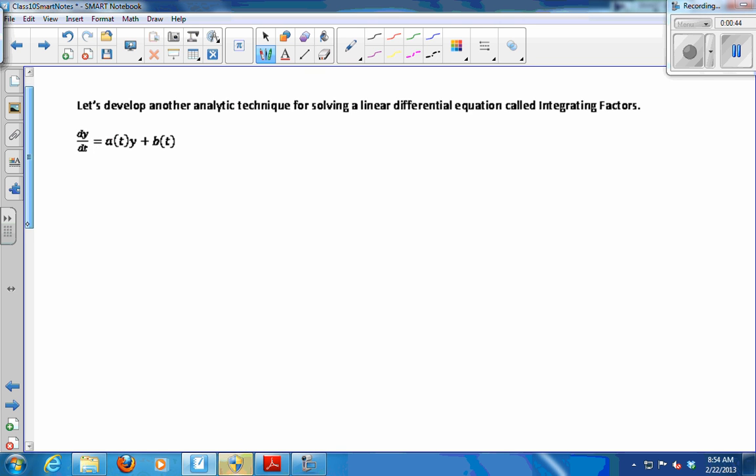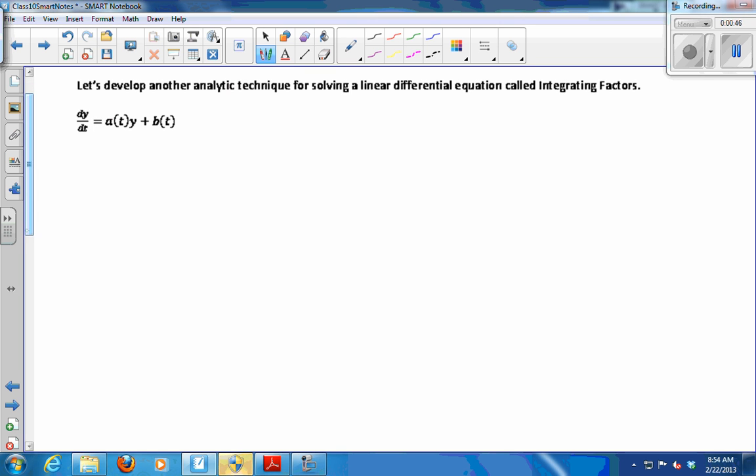The development of how this technique works is a little like out of thin air. I'm going to go through the development with you. And then once we have it, it's actually pretty easy to put into practice. But the theory behind it is like, how did anybody come up with that? But it's kind of cool.